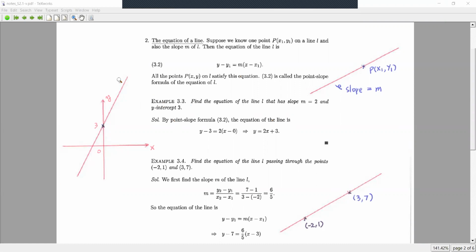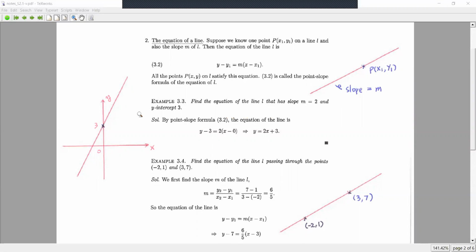To write down the equation of this line, we need to know the slope of the line and one point on the line. The slope of this line is 2, we are given. One point on the line is this point, we know this point. This point, x coordinate is 0, y coordinate is 3. This point is the point P here.